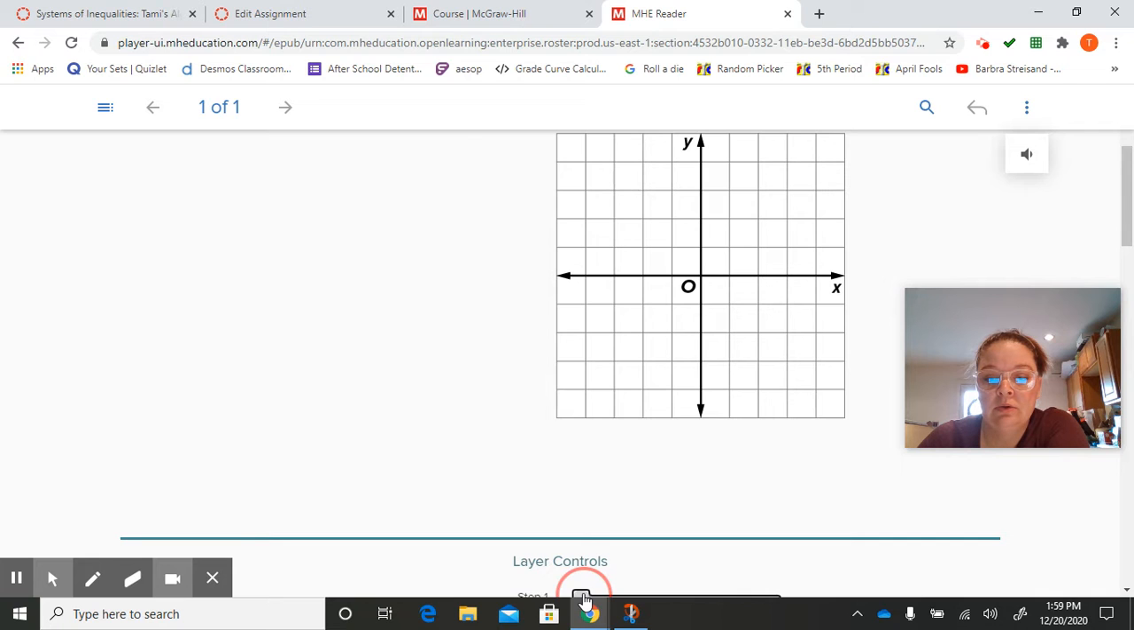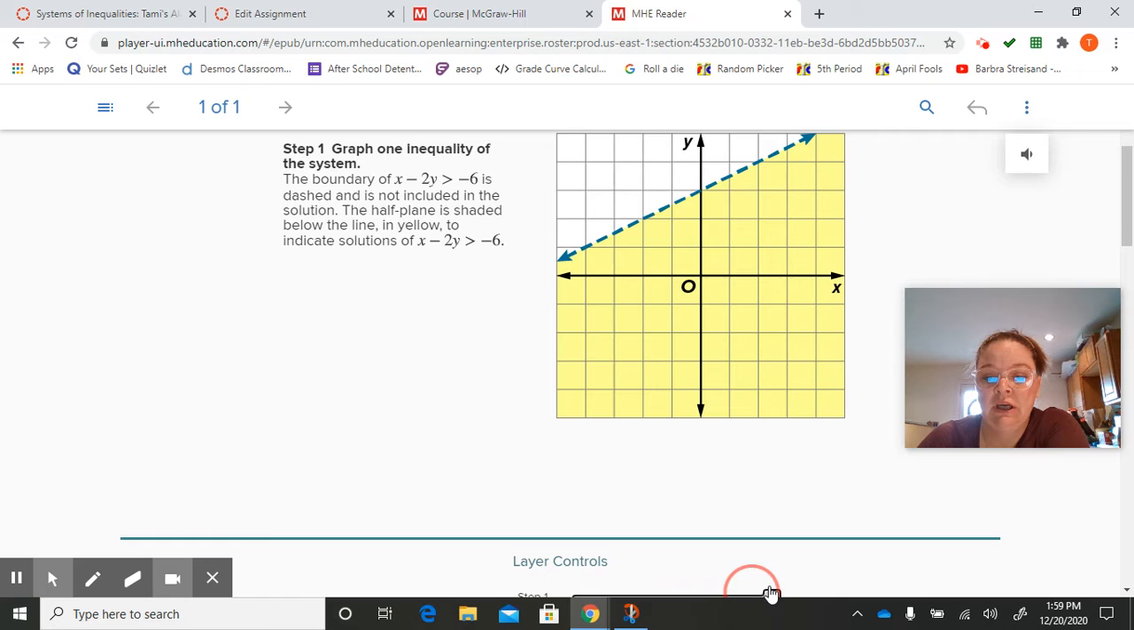So step 1 would be to graph the first inequality. So we're going to take x minus 2y greater than negative 6. It is dashed because it is strictly greater than. We only shade in below the line to indicate where the solutions are. Now, let me show you.